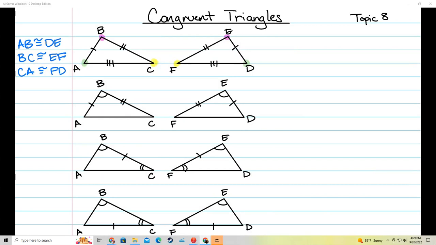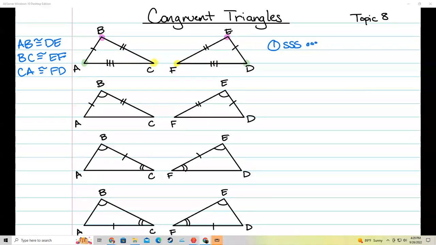Let's just jump into it, and then we can go off of that. So notice that I had a side that matched up with a side, a side, and a side. So you have one set of sides, two sets of sides, three sets of sides that are congruent. We call that side, side, side. So for the first congruency, we have side, side, side congruency.